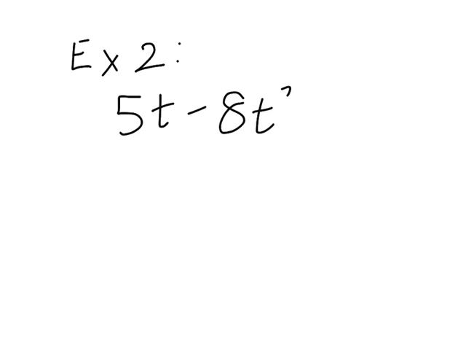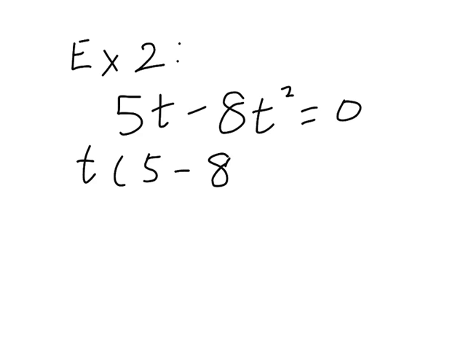Now let me give you one more example. If you want another example, if you feel confident, you are welcome to skip to the end of the video where I will give you the homework problem. So here is another example. This time we have 5t minus 8t squared equals 0. First, we factor out a t.